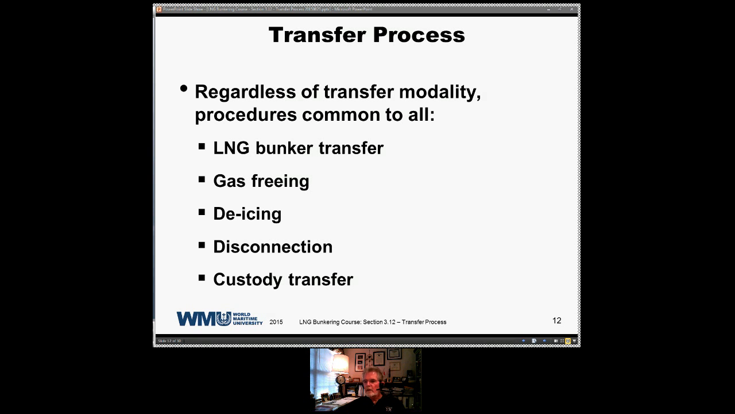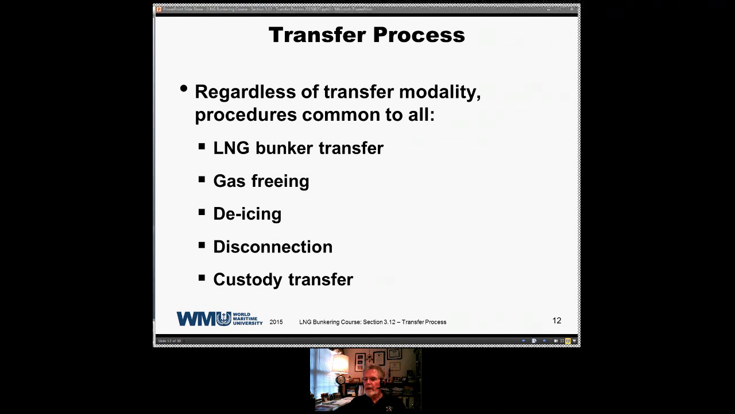Following the transfer operation, we then go into what's called a gas freeing operation, where the hard arms or the hoses are going to be purged of liquid. And this is usually done by introducing nitrogen into the piping system, forcing any residual that's left over in the arms or in the hoses into the cargo tanks of the ship, and then eventually getting those hoses or hard arms to a point where the environment inside those pipelines is virtually 100% nitrogen.